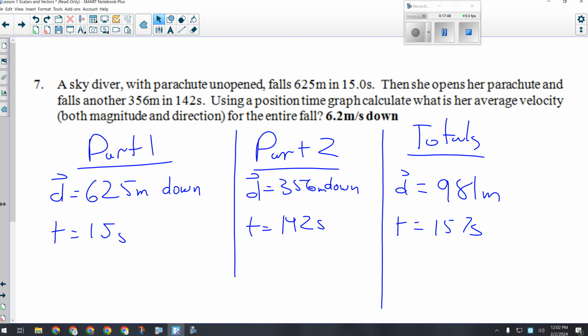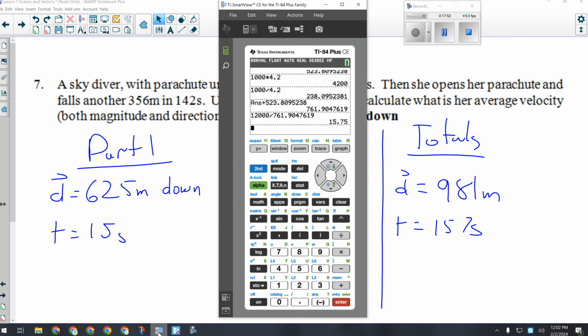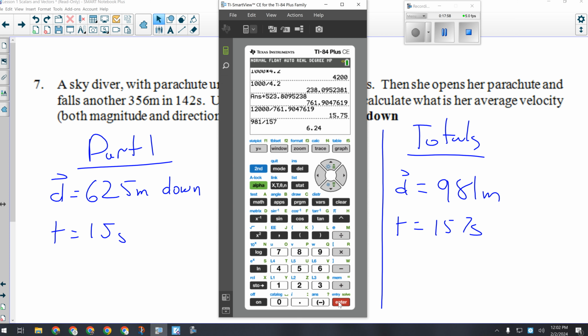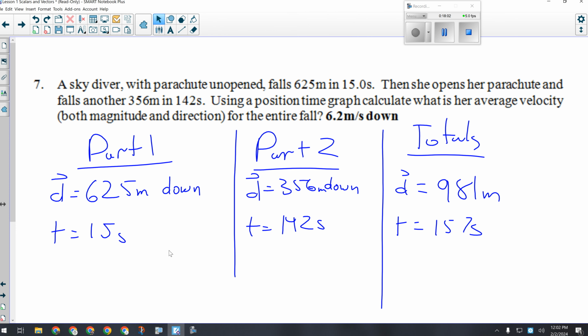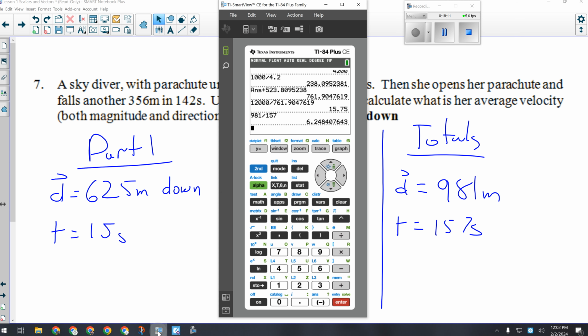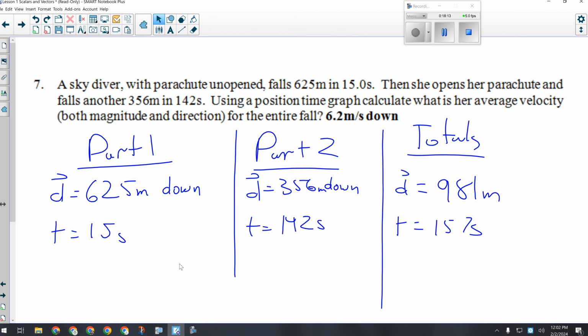This one's easier than the last one, right? Because we didn't have to do any intermediate calculating on that one. So we take our total displacement, divided by our total time, 981 divided by 157 seconds, gives us 6.2. We only have 2 significant digits. Oh no, we have 3 significant digits in this question. 3, 3, 3, and 3. Okay, so we should have 3 sig digs in that answer, making that 6.25 meters per second.